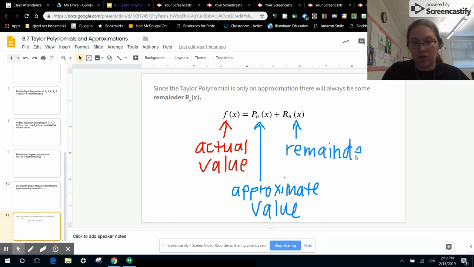And so we're going to try to figure out a range of where a remainder would be. This would tell me my error range, my error value. So we'll be looking at that a little more later on.